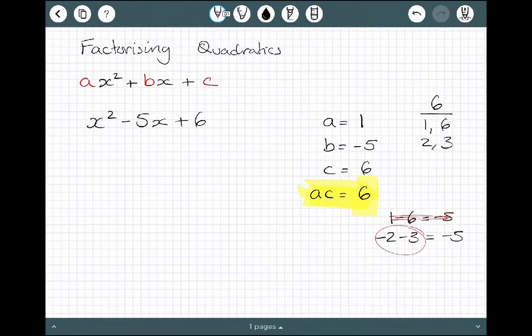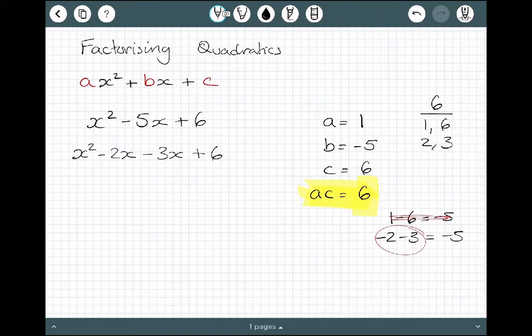Now I'm going to solve this by the full method, and we'll talk about the shortcut once we've completed it. So the next thing to do is to write down our x squared minus 2x minus 3x plus 6. And what we've done here is we've split the minus 5x into two parts that add to make negative 5. So we've now split it into minus 2x and minus 3x.